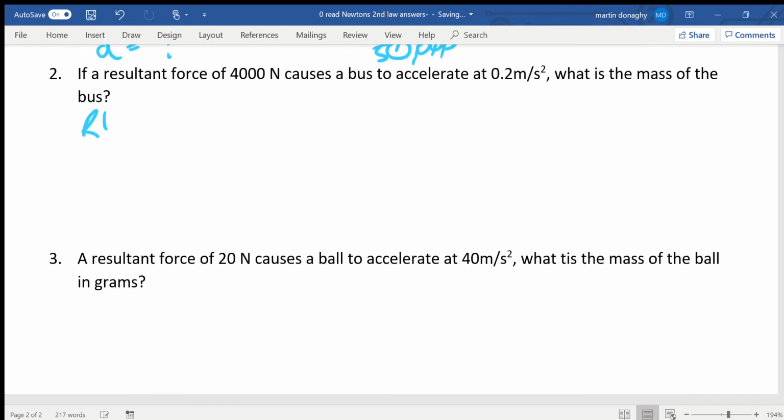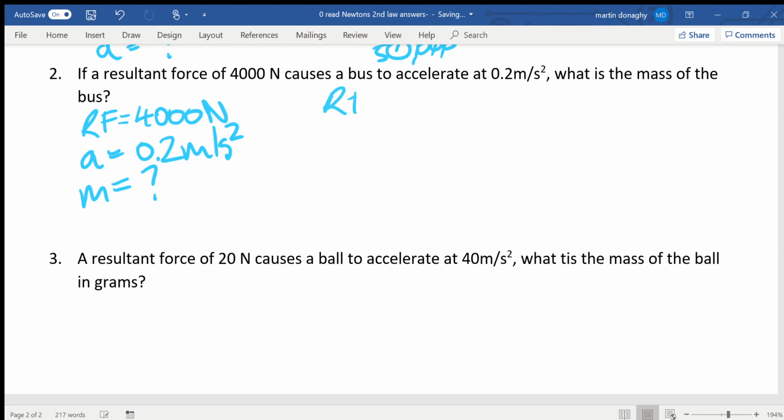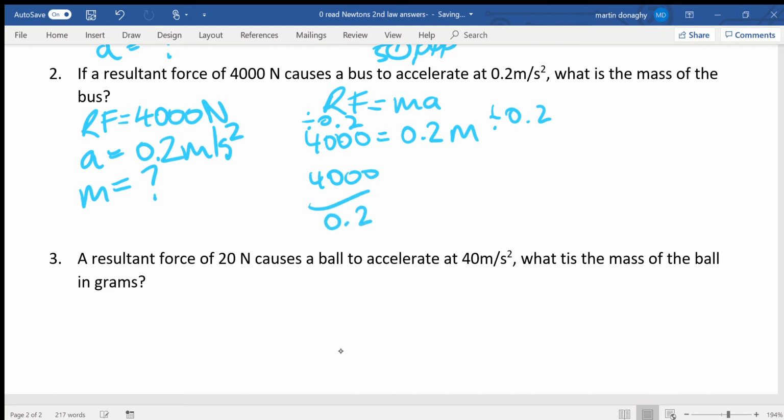Question 2 gives us a resultant force as being 4,000 newtons. The acceleration is 0.2 meters per second squared, and it's wondering what the mass of the bus is. We write out the equation as per normal. RF equals MA. 4,000 equals 0.2 times the mass. Divide both sides by 0.2, which will give us 4,000 divided by 0.2 equals the mass. 4,000 divided by 0.2 is just the same as multiplying by 5, and it gives us 20,000 kilograms.